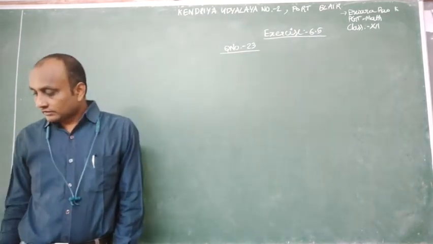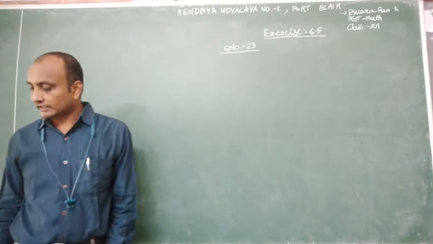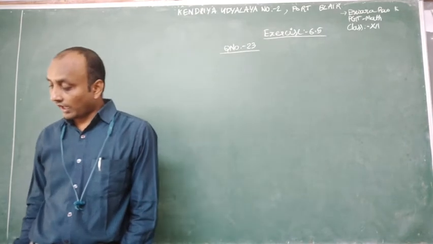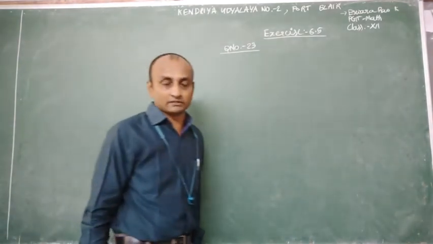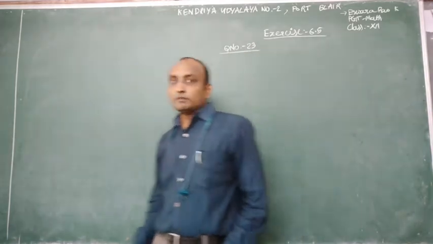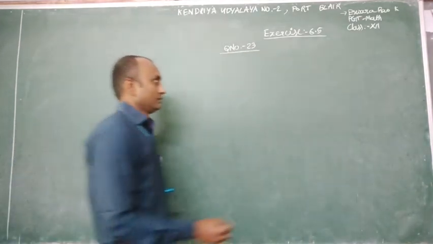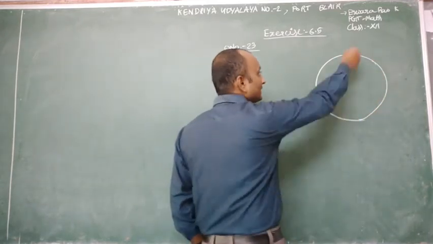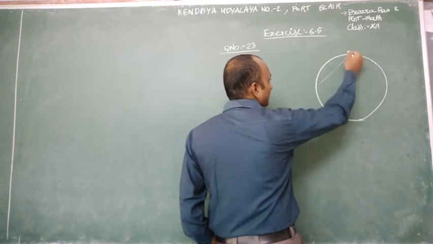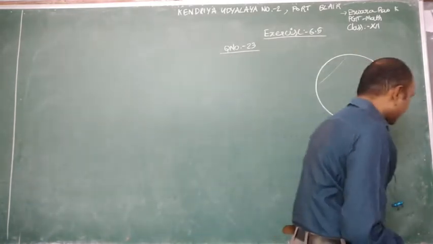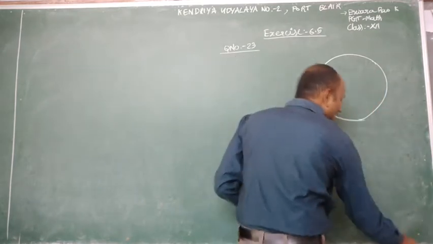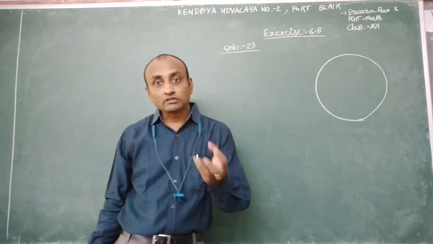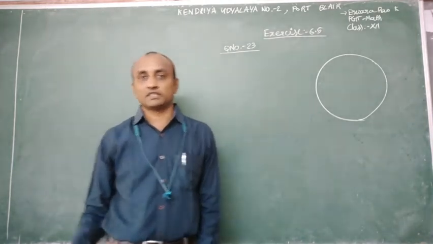Prove that the volume of the largest cone that can be inscribed in a sphere of radius R is 8 by 27 times the volume of the sphere. That means there will be many cones we can inscribe in a sphere. If you take a sphere, I can inscribe this cone in many ways, like this, like this. But we have to take the largest cone inscribed in a sphere, whose volume is equal to 8 by 27 times the volume of the sphere. We have to prove that.